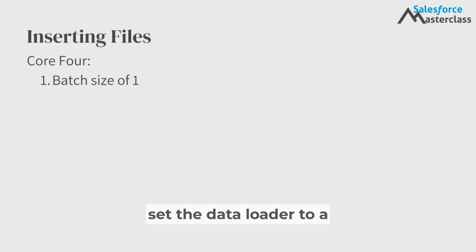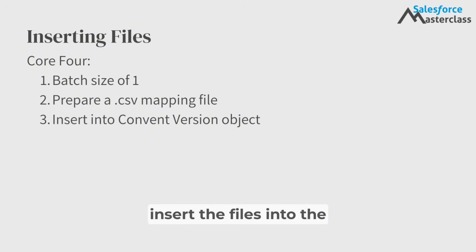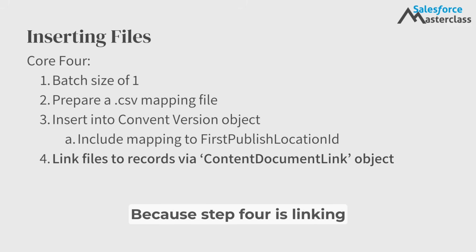Number 1, set the data loader to a batch size of 1. 2, prepare a mapping file that tells data loader where the files are located. 3, insert the files into the ContentVersion object. I'd call out 3A as the option to associate a parent record ID during the insert, which means you'd include a value for it in your file and map it to the first published location ID field during insert, because step 4 is linking the files to records, which you'll do by creating a second map after the ContentVersion insert is successful, and then insert new records into the ContentDocumentLink object. This is what connects files to other records.